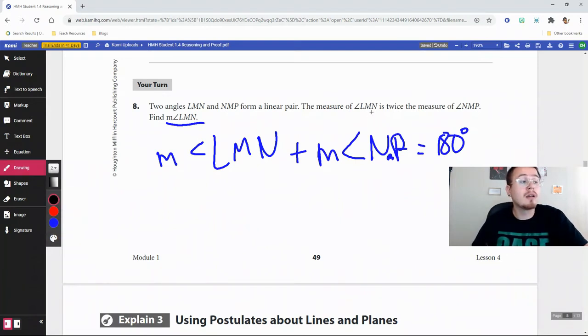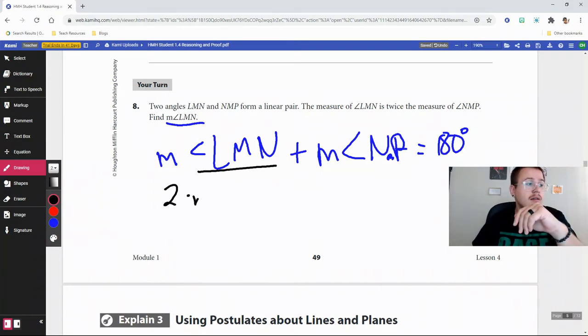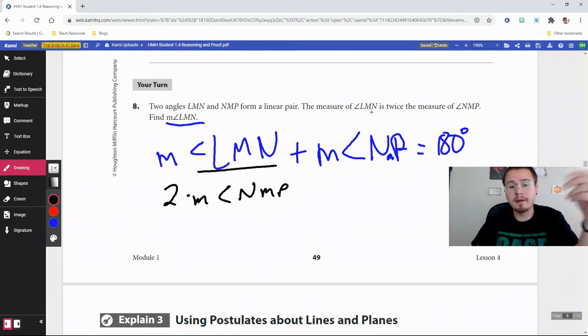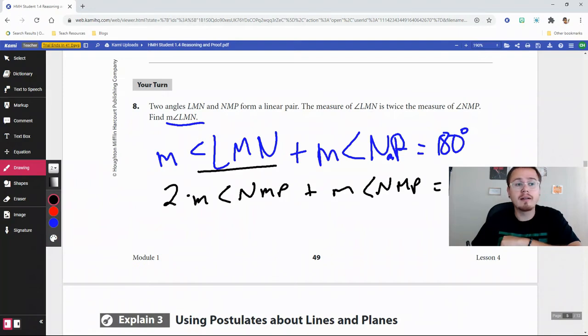Use black. So we know that LMN is twice the measure of NMP. We know that, so we can substitute it. We're going to replace this with that information. So it's 2 times the measure of NMP instead of LMN, plus the measure of NMP, still equal to 180 degrees because we're looking for that straight angle, and we're using the linear pair theorem, which works on supplementary. Supplementary, you know what that is.